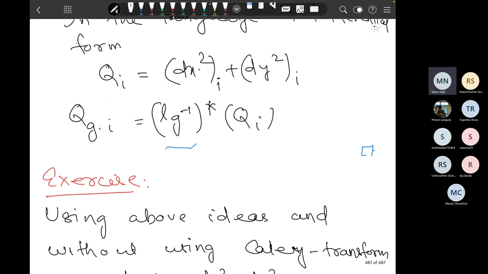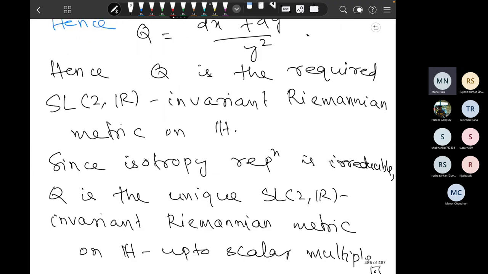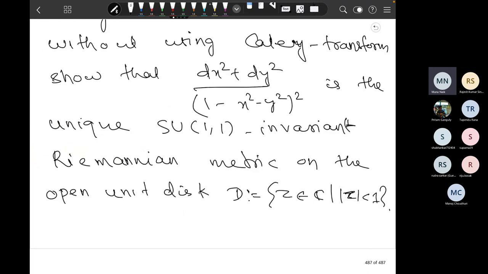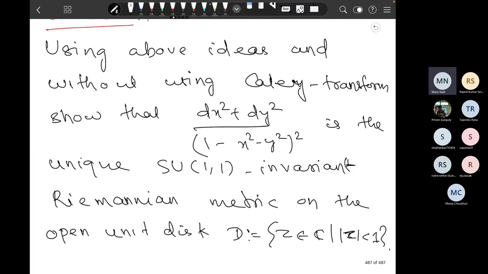So we will see later this isotropy representation is a very important thing, and later it will be used to define something called an irreducible symmetric space. And with this I would like to stop. I will be happy if there is any question.